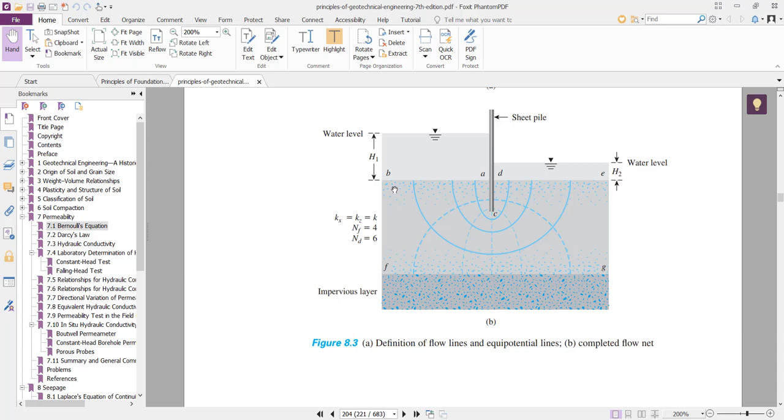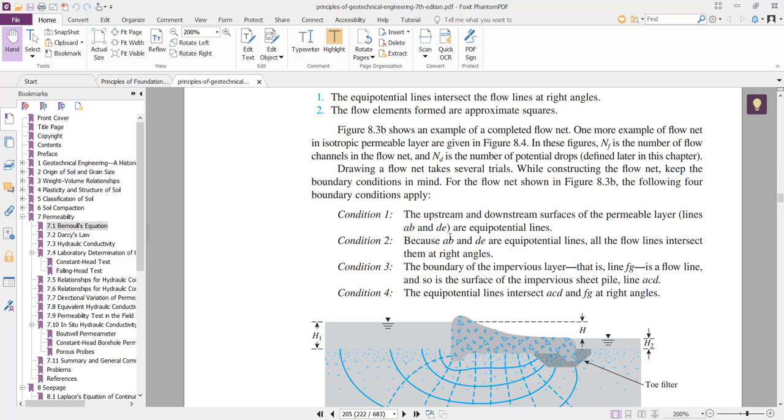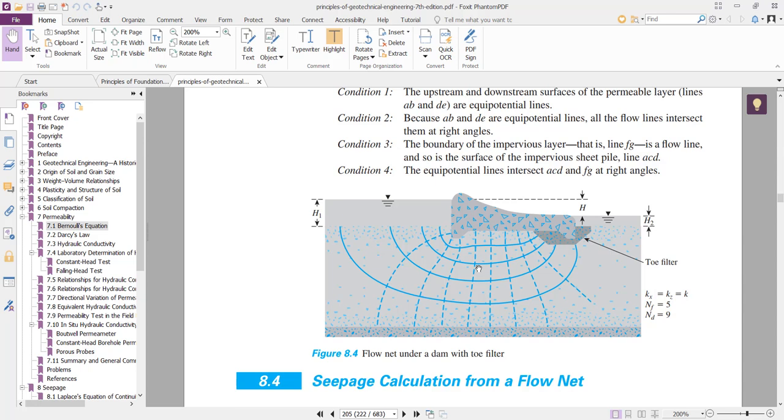And you need to know that between each two equipotential lines, the net is divided into curvilinear squares. So we can draw a circle inside each of these elements. So these are the main characteristics of our flow net. Now this is another problem for the dam.